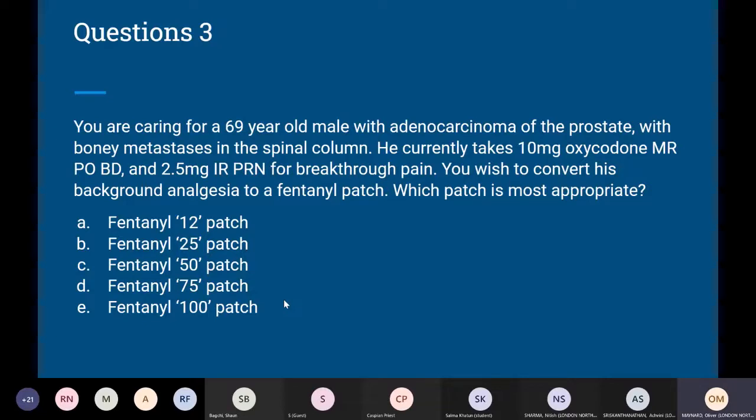A fentanyl 12 patch, a fentanyl 25 patch, a fentanyl 50 patch, a fentanyl 75 patch, or a fentanyl 100 patch. It's going to take some time to do the calculation on this one, so I'll leave it a bit.